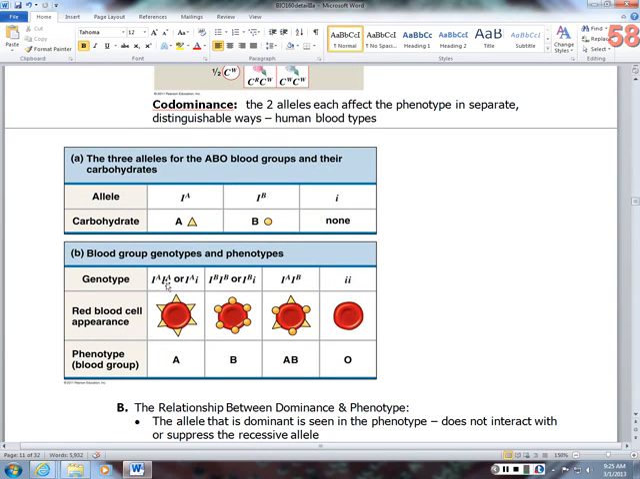So if you're type A, you got an A marker from both parents, or an A from one and O from the other. So all that is expressed is the A, because the O didn't have a marker. If you got B, you got B marker from both parents, or B from one, O from the other. If you're AB, you got A from one parent, B from the other. And if you're O, you got O from both parents.